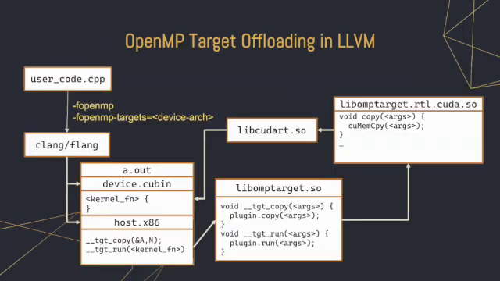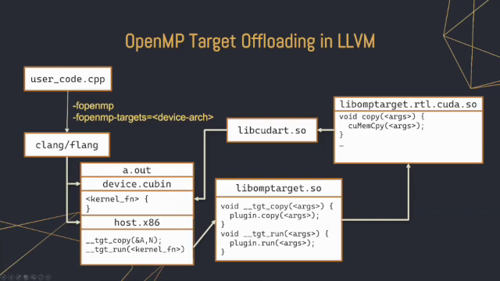So before I really get into what we did, I want to talk a bit more about how target offloading works in LLVM. What happens is you have the user code, which gets compiled using Clang or Flang with a few flags. One of the flags specifies all the architectures that you want to compile it on. I'm going to go over the architectures that we support in a minute. Clang uses these architectures and produces a fat binary.